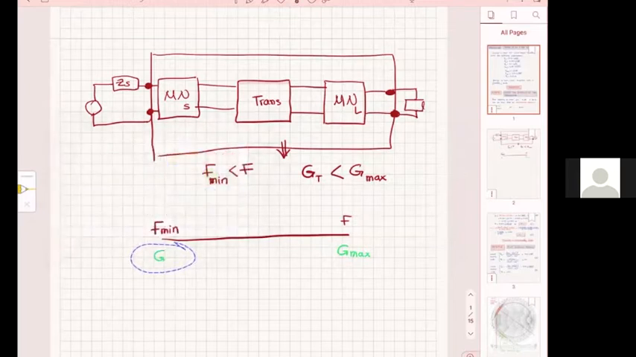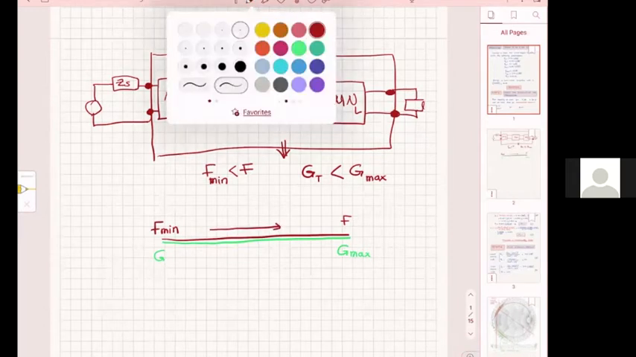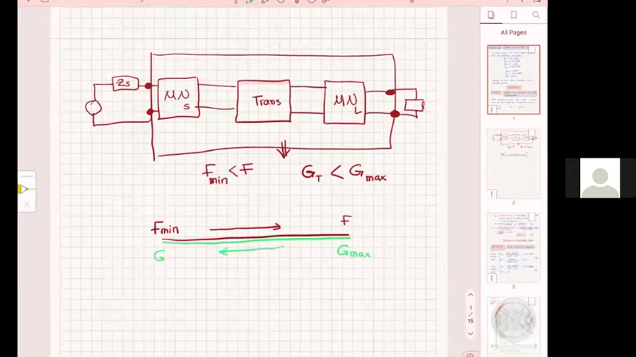And so we have the axis for G. F goes from F minimum up, G goes from G max down. So as F goes like this, G goes like that. And every time we try to find one point here, one point where we are below G max, but not that much. We are above F min, but not as much, the optimum point between the two.